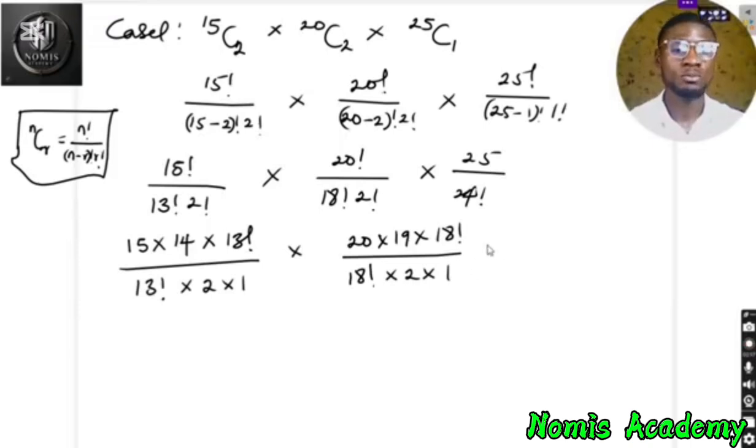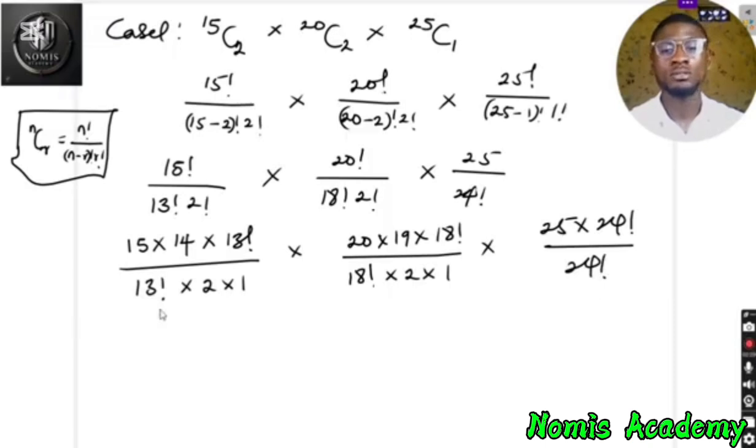So the third part equals 25 factorial, that is 25 times 24 factorial all over 24 factorial. So I can easily say 13 factorial cancels 13 factorial, 2 here 1 and then 2 here 7. So I'm left with 15 multiplied by 7 here, and here I can say 18 factorial cancels 18 factorial, 2 here 1 and then 2 here is 10.